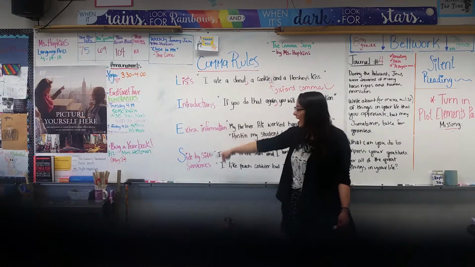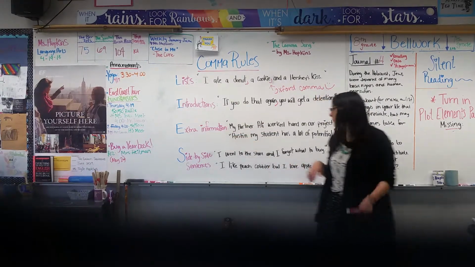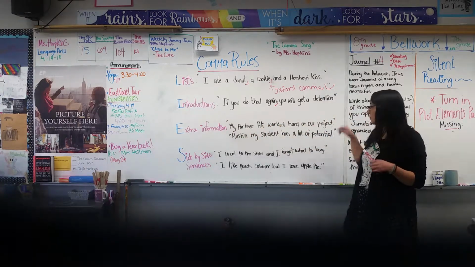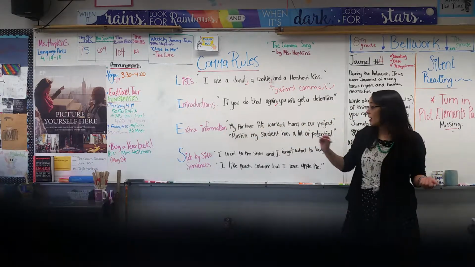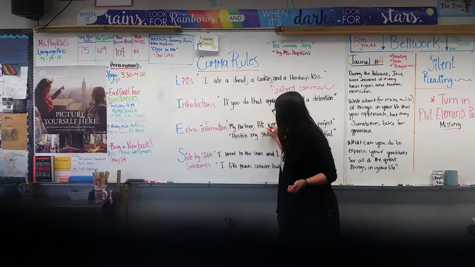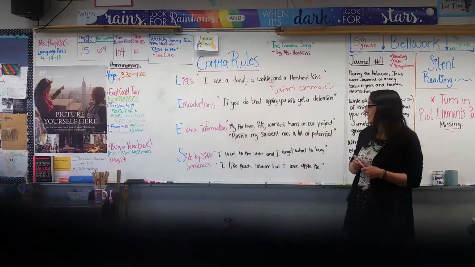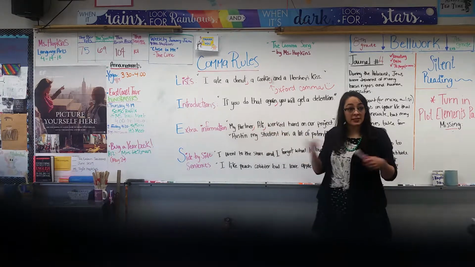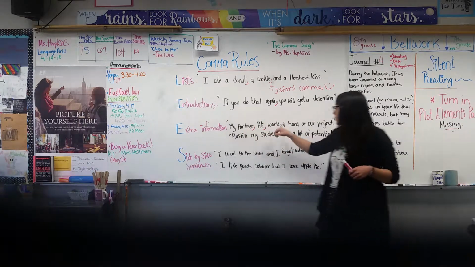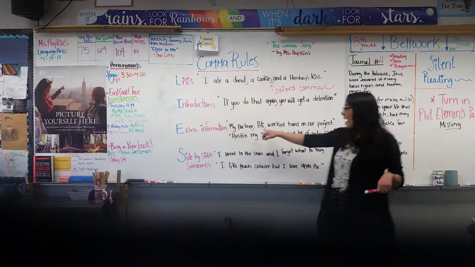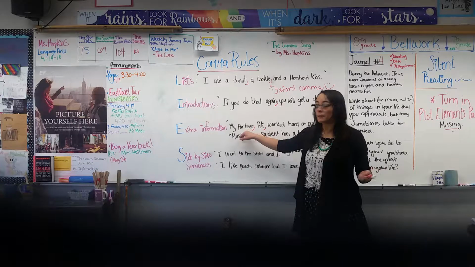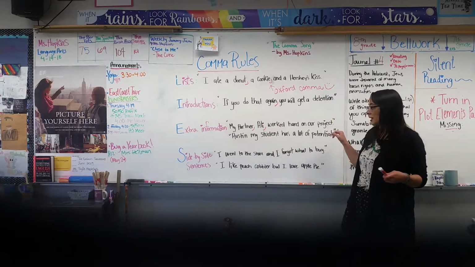The E in LIES stands for extra information. So the first example, my partner, Allie, worked hard on our project. Here you could have commas after partner and after Allie, because Allie is just extra information. You could take it out and the sentence would be fine. My partner worked hard on our project. We have Allie in here, it's just another name for the subject. My partner, who is my partner? Allie, worked hard on our project.